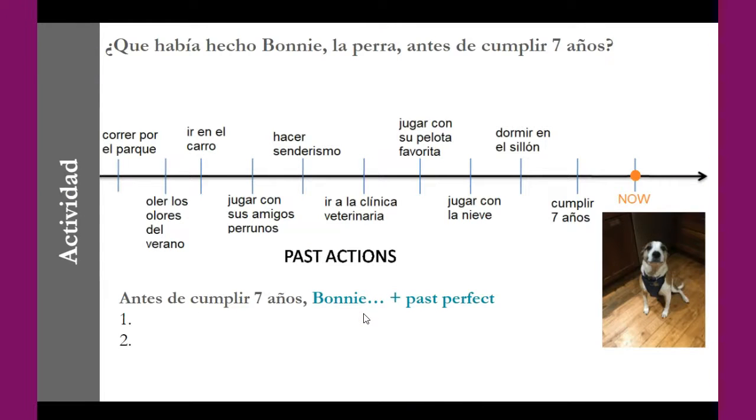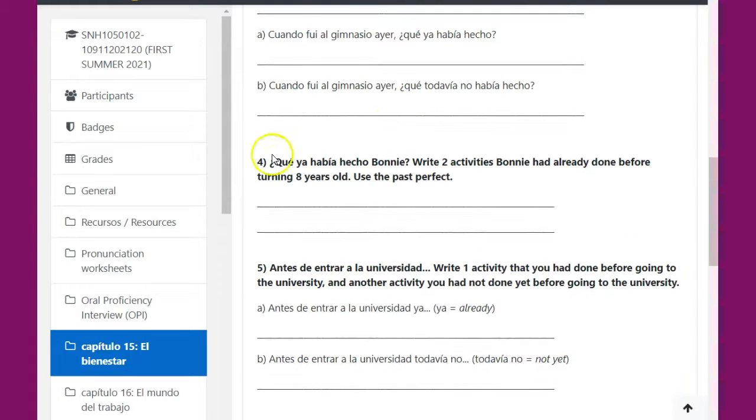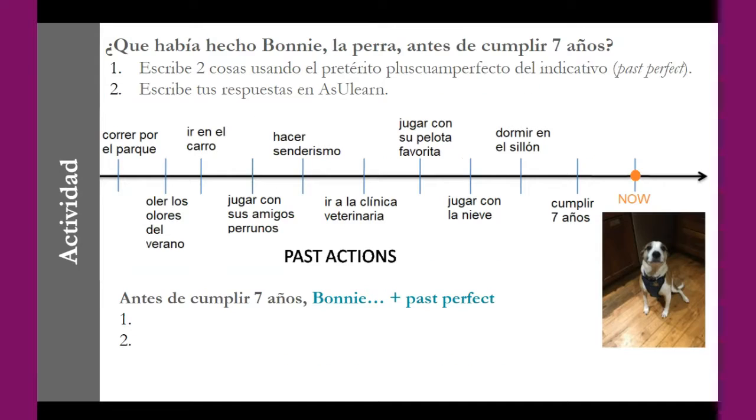So we're going to do a practice. ¿Qué había hecho Bonnie la perra antes de cumplir 7 años? So this is now. This is when Bonnie turned 7 years, and these are all the things that she had done before turning 7 years. So I want you to write 2 things using the past perfect about what Bonnie had done before turning 7. Just choose 2 of these actions and write them here. And as you learn is number 4. Qué había hecho Bonnie. Write 2 things Bonnie had already done before turning 7 years here. Okay.